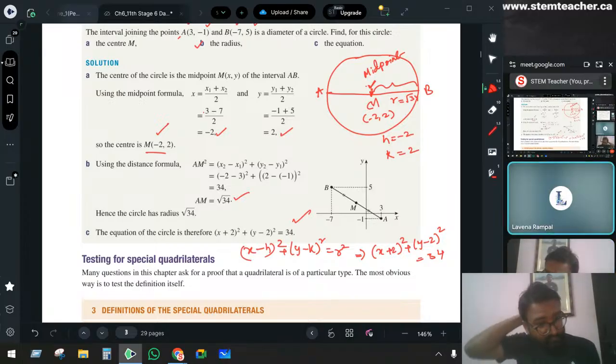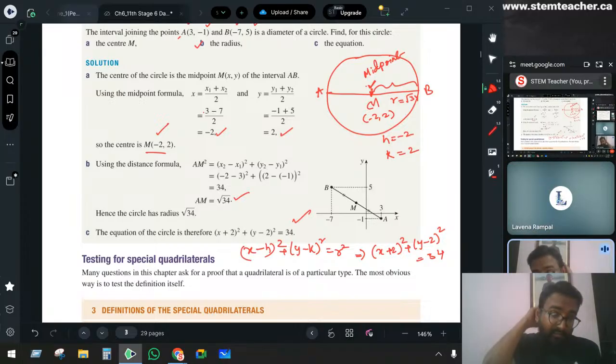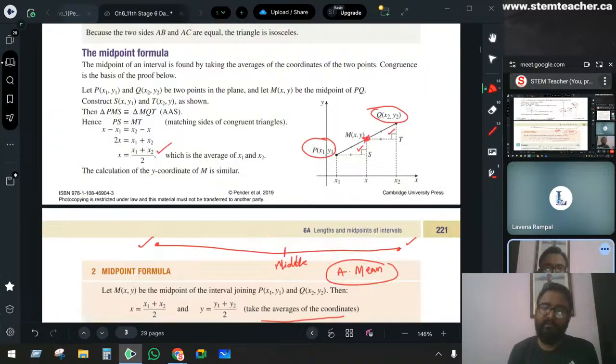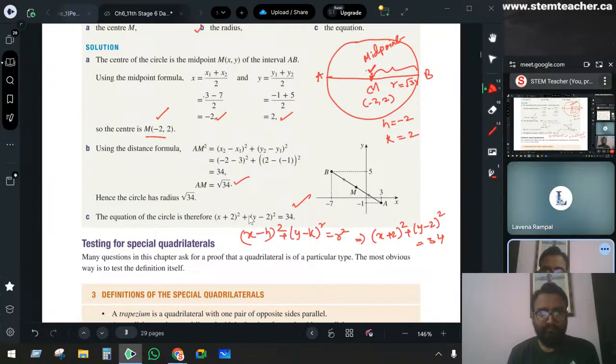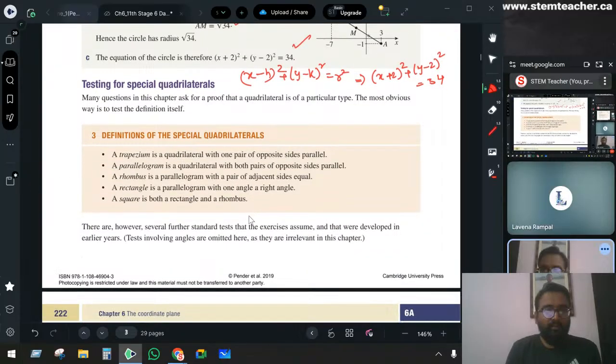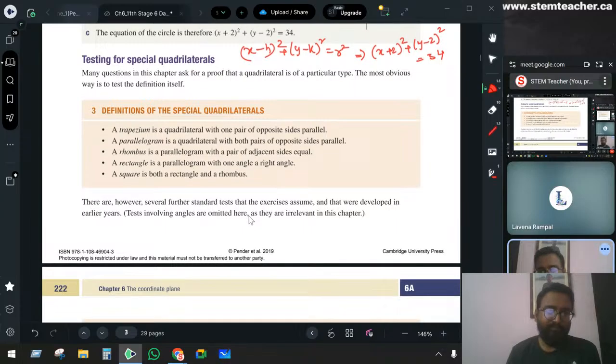Yeah. Next, testing special quadrilaterals. I said previously, these are the images I drew. These are called quadrilaterals, where four vertices are there in different shapes. So here, the distance formula plays a key role. Okay, so we got all.